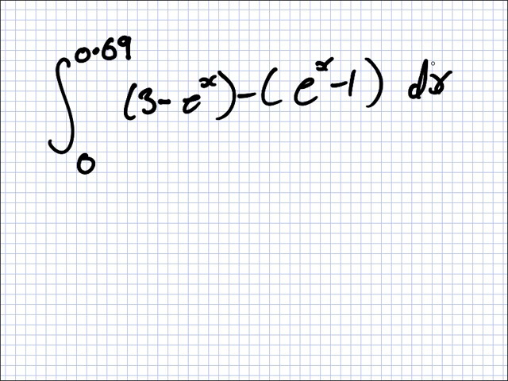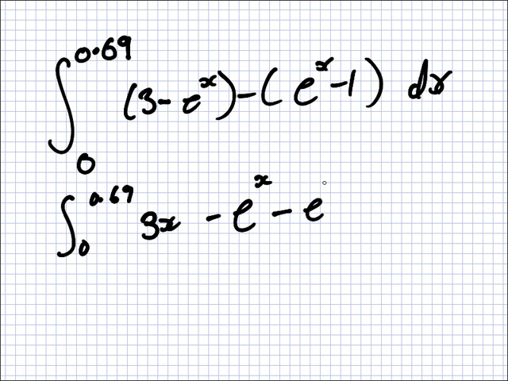So this is what we have to integrate. Yeah? So let's integrate that. So 3 becomes 3x. Minus e^x, minus minus 1 is 1, so plus 1x. Oh, so I shouldn't really have the integration symbol anymore because I've integrated already.